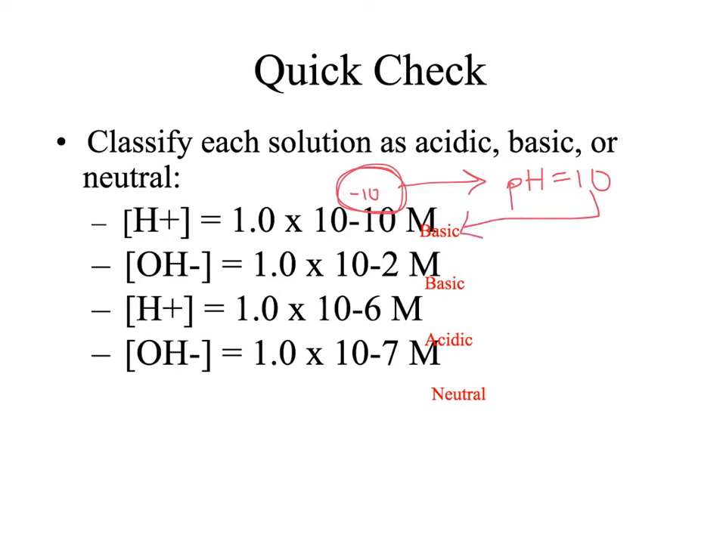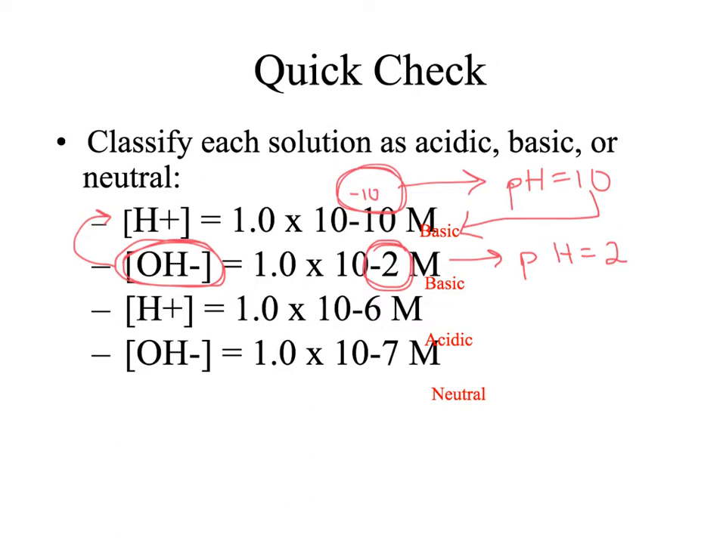Now check out this next example. It's a little tricky. This time they gave me the hydroxide, not the hydrogen. So they're saying that the concentration is 1.0 times 10 to the negative second molarity. That would lead me to believe that, hey, my pH is 2, but it's not. Because this is OH and not H, the pH is not really 2.